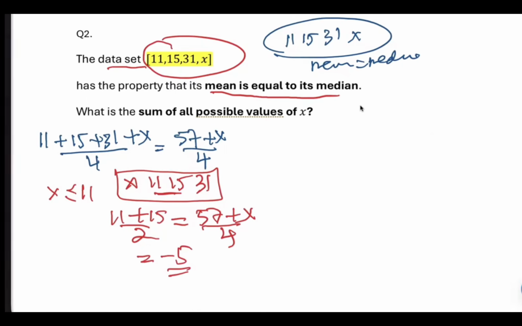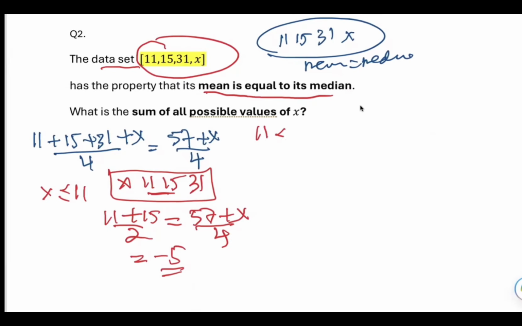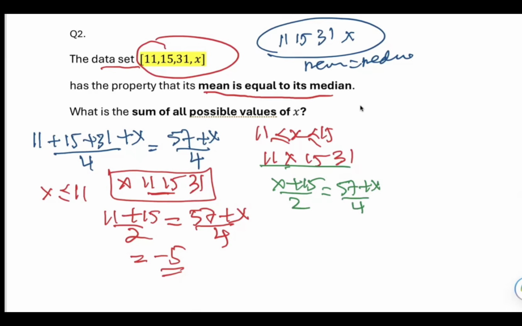The next thing, X can also be what? Between the range of 11 and 15, right? Equal to or greater than. And therefore, we're going to have what? 11, X, 15, and 31. So that's our next group. The median is going to be X plus 15 over 2, which is equal to what? 57 plus X over 4, right? And then you find X. In this form, you're going to get X to be equal to what? 27. But look, you got to prove it. Don't stop there. We said X has to be greater than 11, but less than 15. This is not true. Therefore, we cancel that. We say we reject this one.